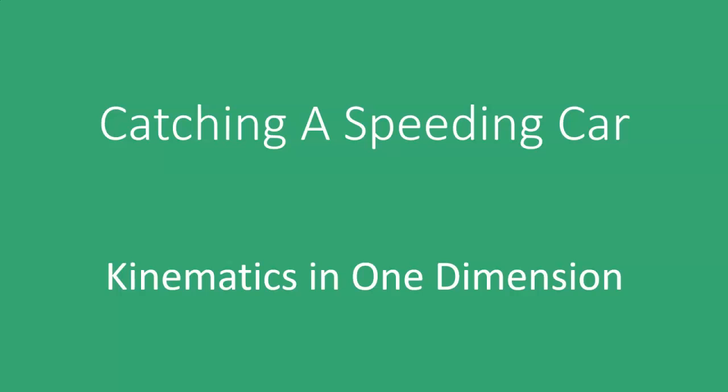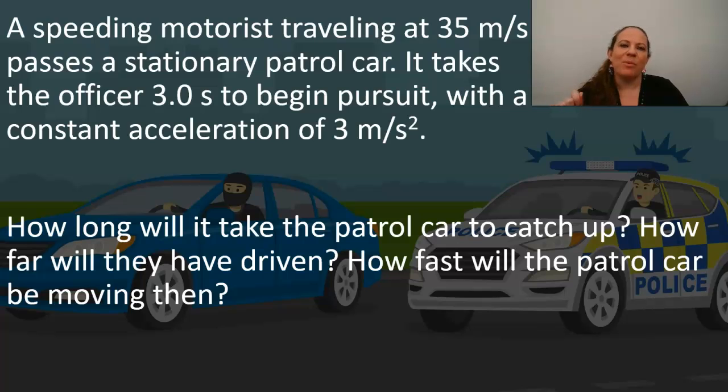I'm here today with a student request of a kinematics problem about a patrol car catching a speeder, and we want to find out when and where they catch up with each other and how fast the patrol car is moving. There are actually two different ways to think about the setup for this problem, and I will walk you through both. So here is our problem setup.